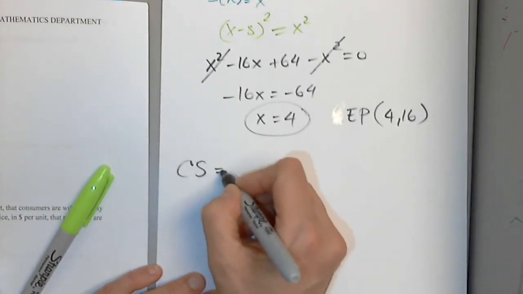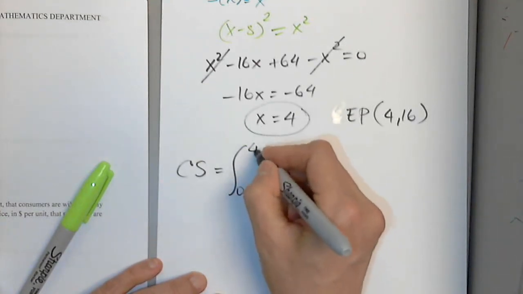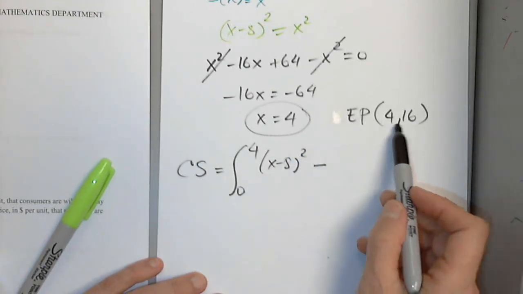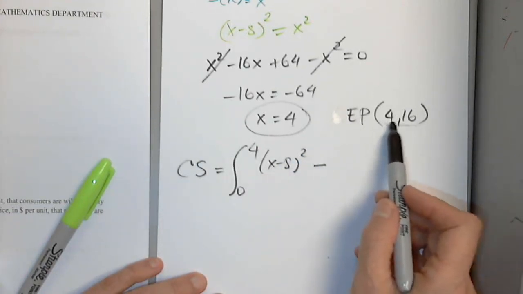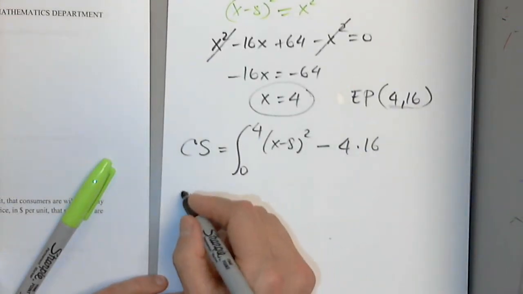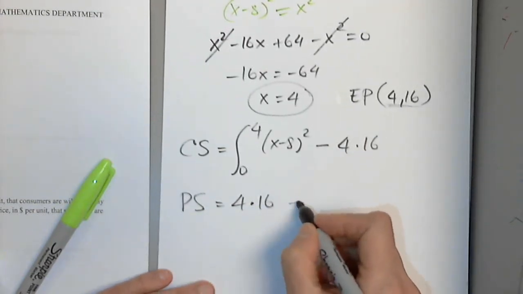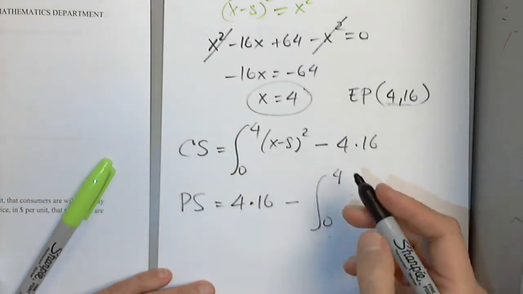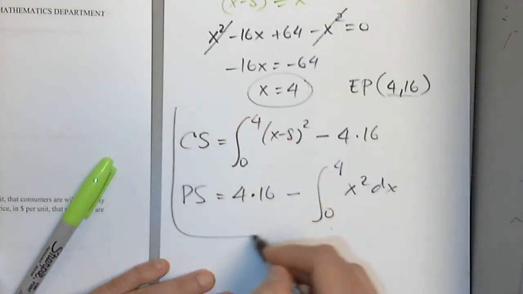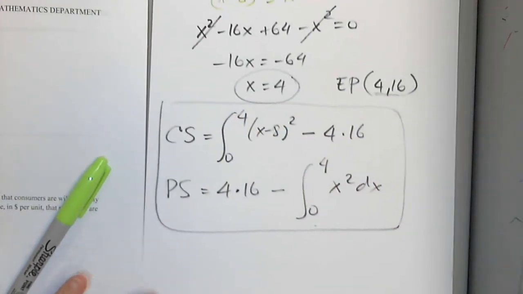The consumer surplus is the area from 0 to 4 from x minus 8 squared minus the area of this rectangle, 4 times 16. So the producer surplus is this area, 4 times 16, but minus the integral from 0 to 4 from the other function, from the supply function, dx. So these are the two formulas we need to remember. We kind of prove them together.